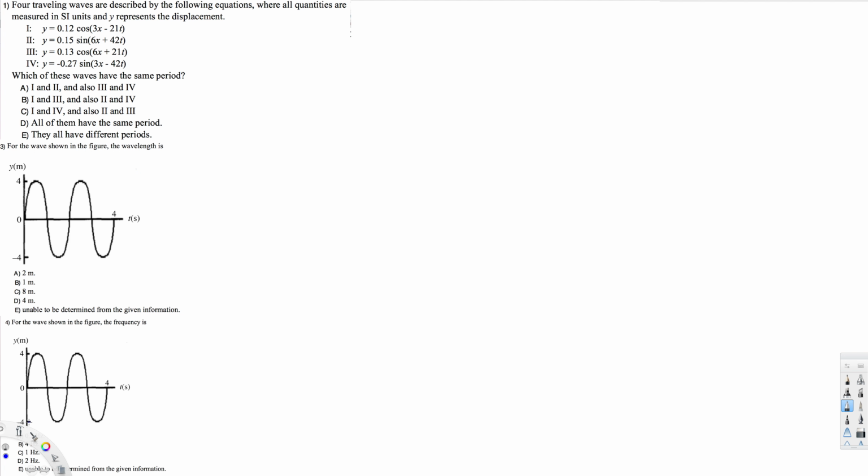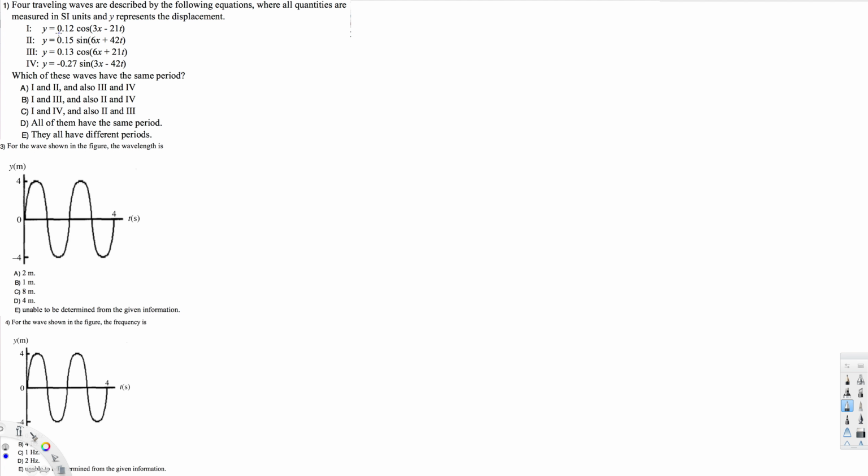Let's do these problems right here. The first question is asking for traveling waves as described by the following equations, where all the quantities are measured in SI units and y represents the displacement. And the question is asking which of these waves have the same period.